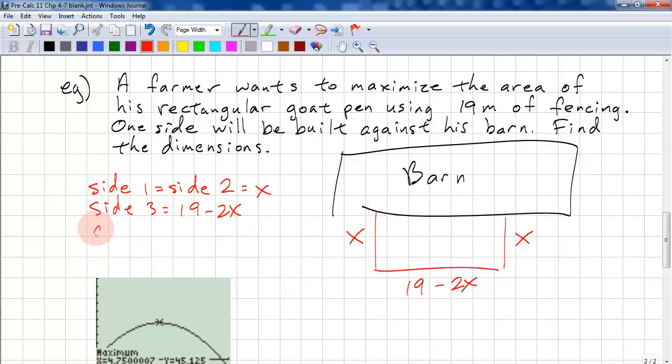The area, we're not told that we need this formula, but you have to understand that when we're looking for area, we need a formula for it. Length times width. So we have X times 19 minus 2X.